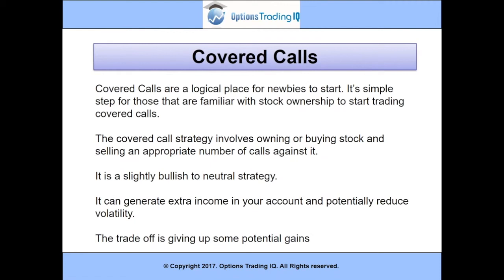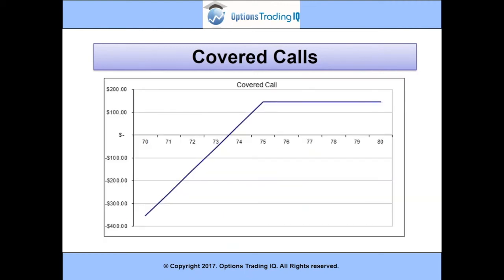The covered call strategy involves owning or buying stock and selling an appropriate number of calls against it. It's a slightly bullish to neutral strategy. It can generate extra income in your account and potentially reduce volatility. The trade-off is that you're giving up some potential gains. And then you can take it to the next step with your covered calls and do the wheel strategy that I talked about.